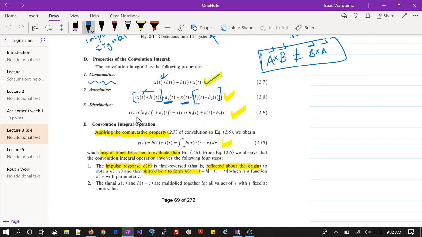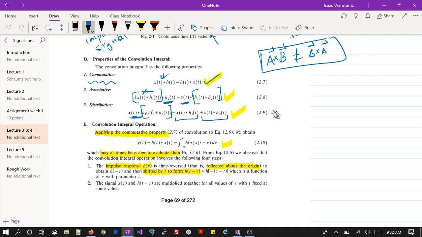And last but not least, that it is distributive, which means that you have this bracket between two impulse responses of two systems, and you have one input. That means that the output will be the same as though the input passed through the first system and then added or summed to the output that went through the second system, h1 of t.